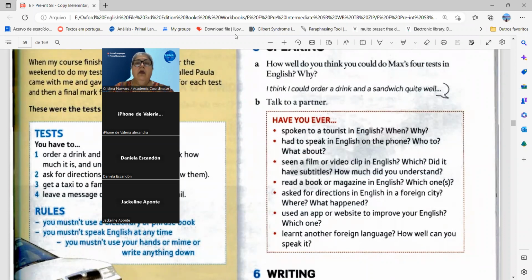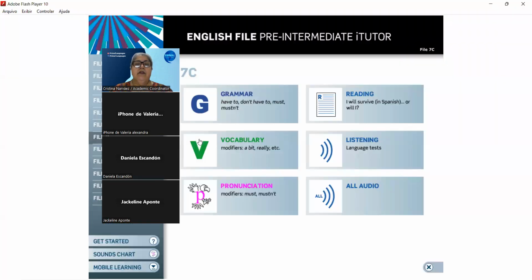What is the spoken? Spoken is the past participle of speak. So this is the present perfect. Have you spoken to a tourist in English? Anyone would like to answer this question? ¿A alguien le gustaría responder esta pregunta? El present simple, perdón, el present perfect.